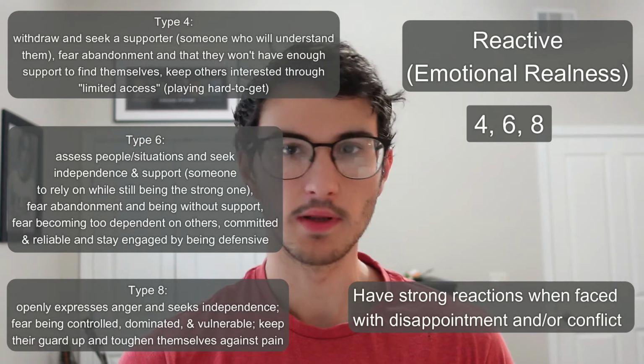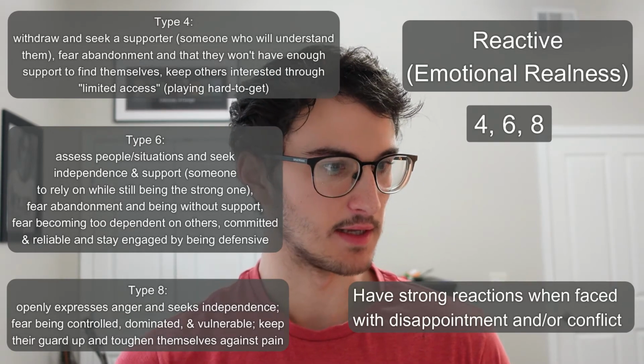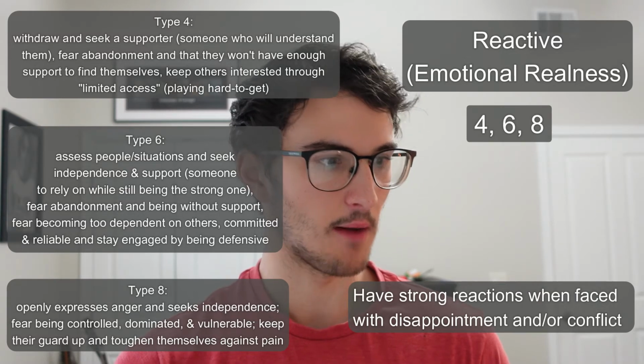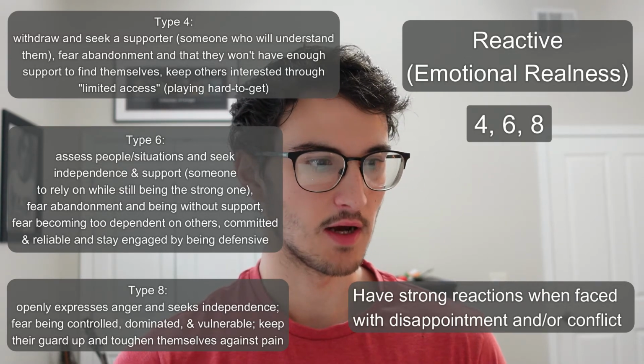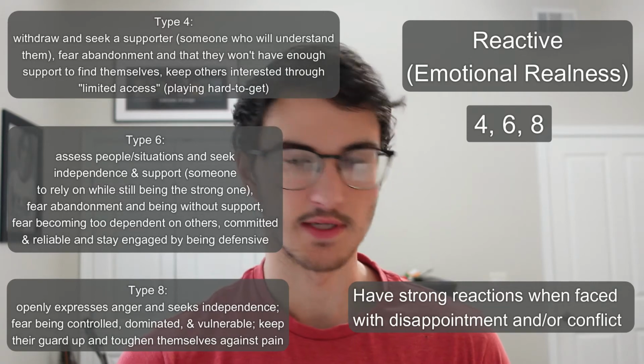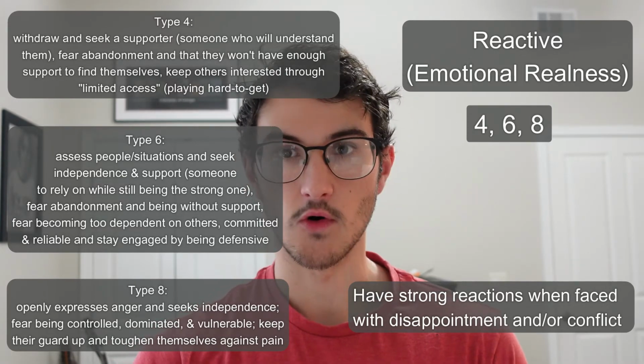Type 8 openly expresses anger and seeks independence. They fear being controlled, dominated, and vulnerable, and they deal with others by keeping their guard up and toughening themselves against pain. And the last category is called Harmony Groups, or Object Relation Groups.